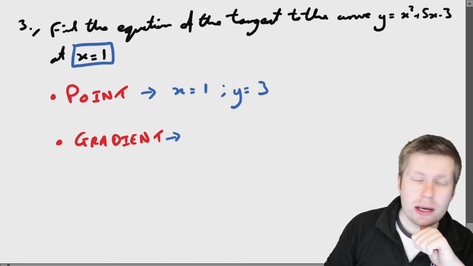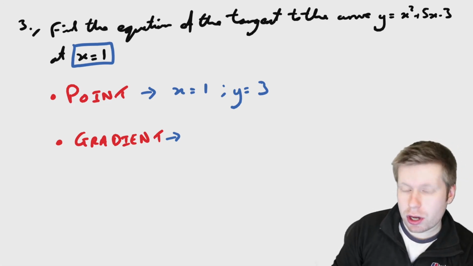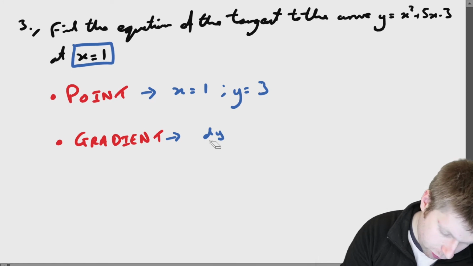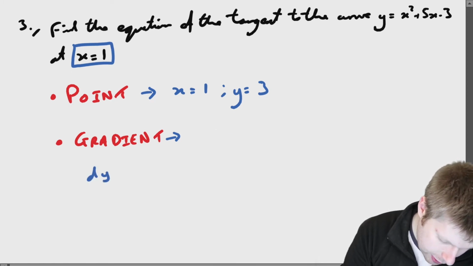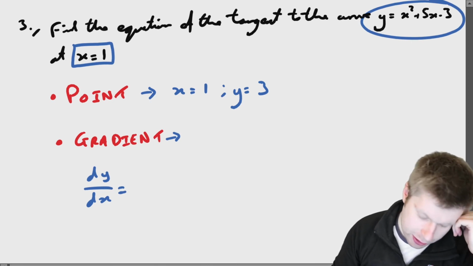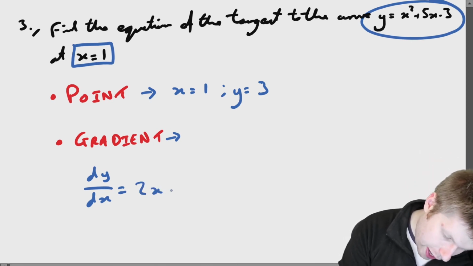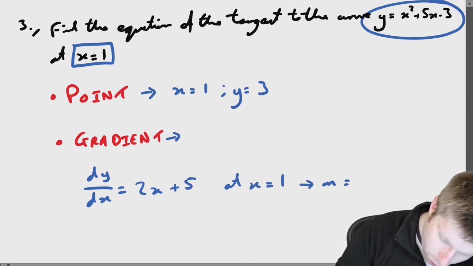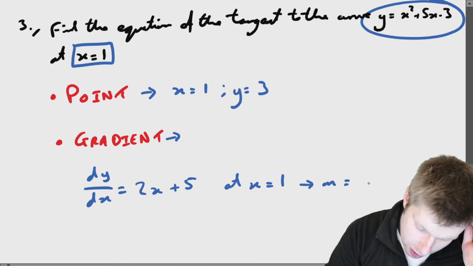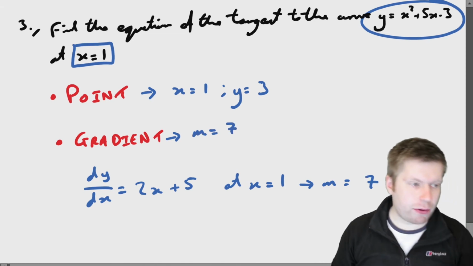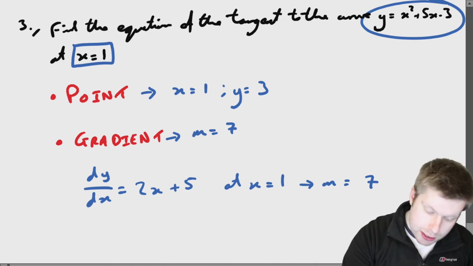So therefore, in order to find the gradient of a tangent given a curve, I just need to differentiate. So first things first, I'm going to differentiate. I'm going to write down here actually. So I'm going to differentiate my function. So my y equals x squared plus 5x minus 3. Well, in that case, I get 2x plus 5. And I'm going to use the point x equals 1 to tell me that the gradient of my tangent is just going to be 7. So the gradient of my tangent is going to be 7 because I've just differentiated and stuck in x equals 1.